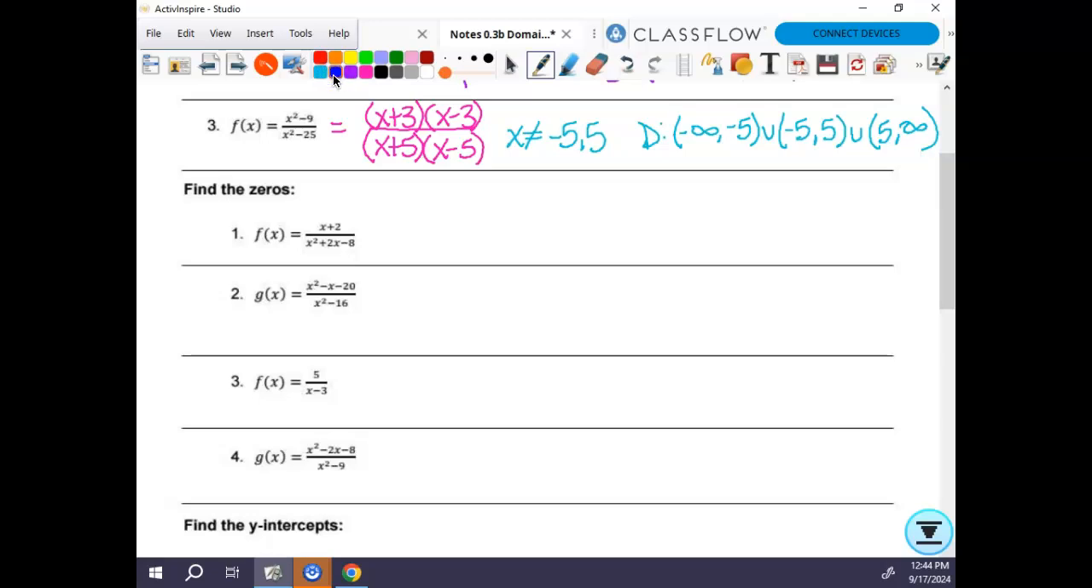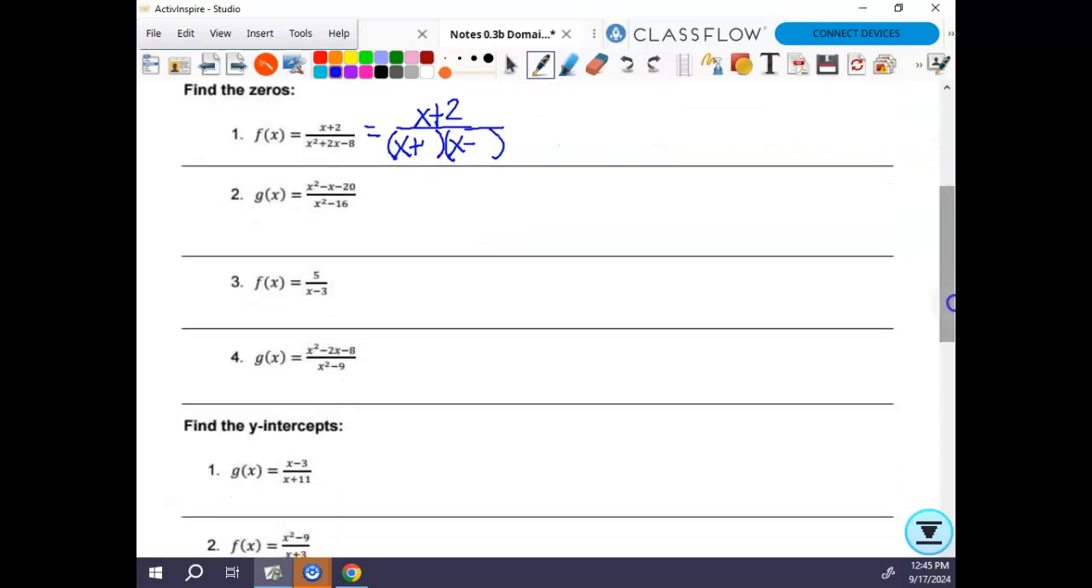Regardless of what we're doing, the first thing we're going to do is factor. So I'm going to have x plus 2 in the numerator. Denominator, I'm going to get x and x. The 8 is negative, so the signs are opposite. What are my 2 numbers? -4 and -2. Good. So I get a +4 and a -2. So can I cancel anything out? No, I cannot cancel anything out.